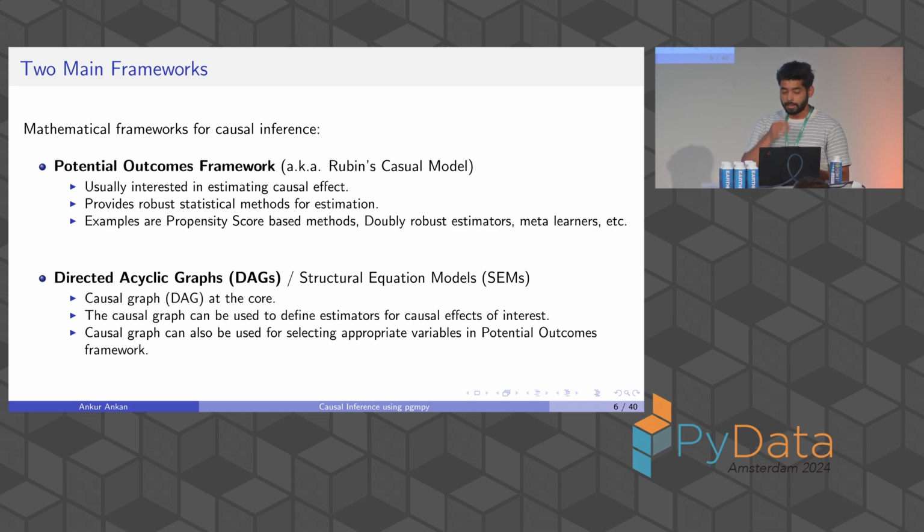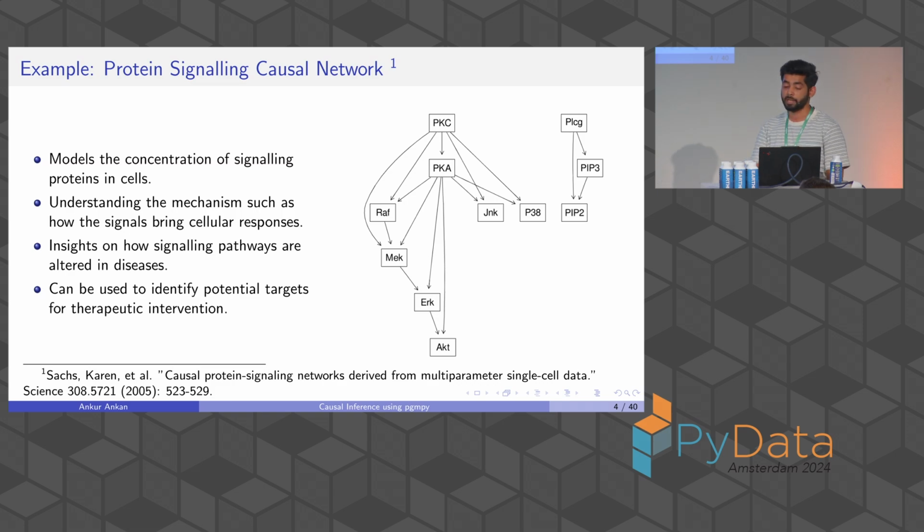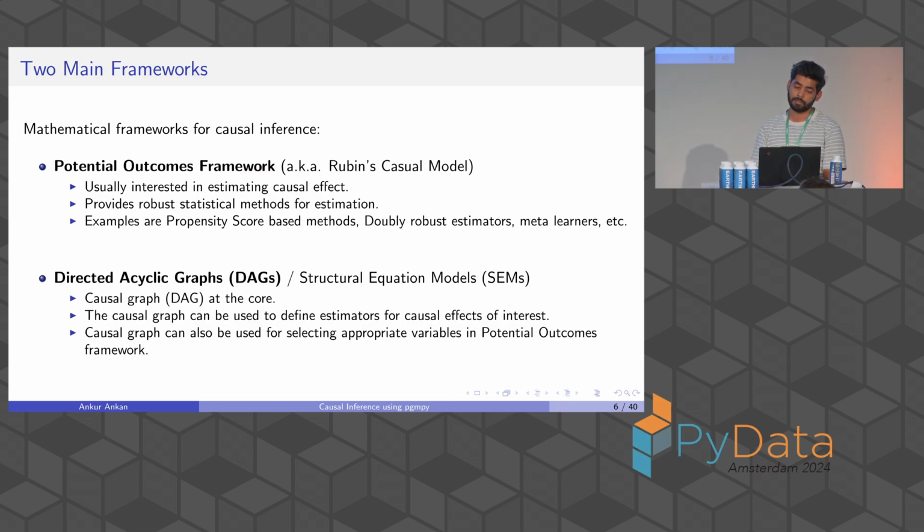And the second framework is directed acyclic graphs, where we build these graphs. These graphs are at the core of the method. And from this graph, we can then try to estimate the effects that we are interested in.